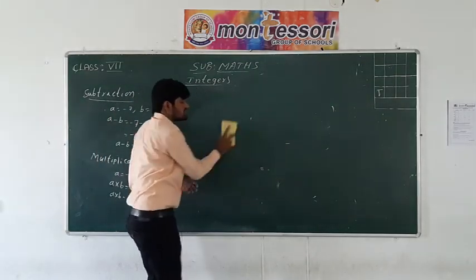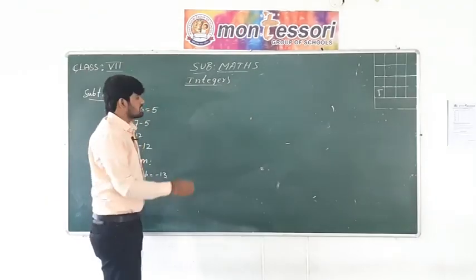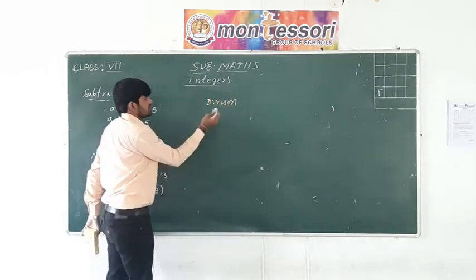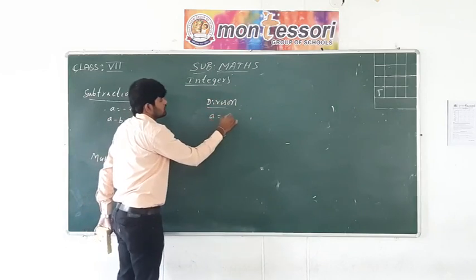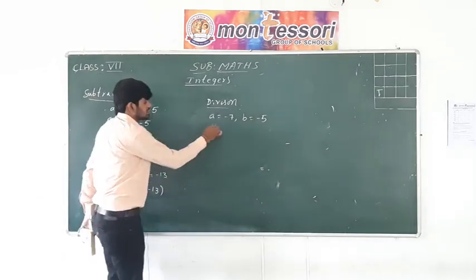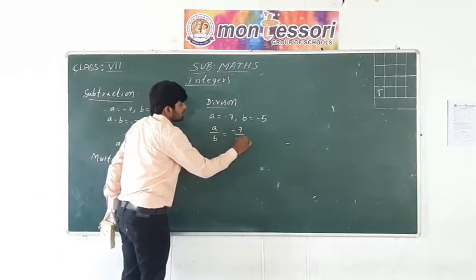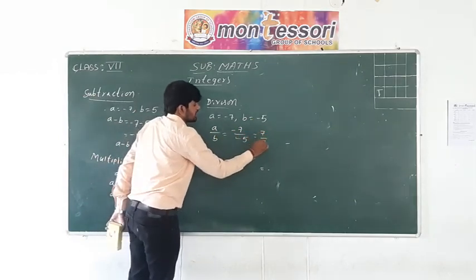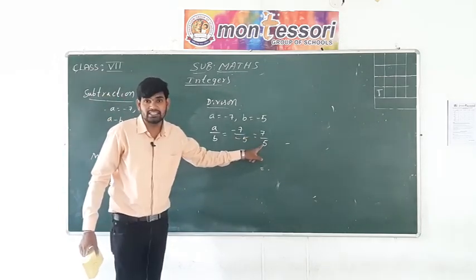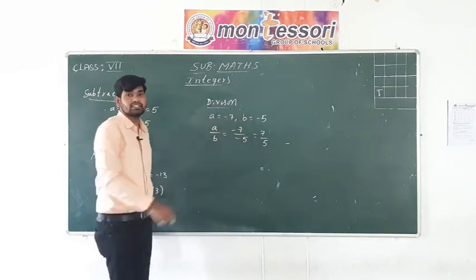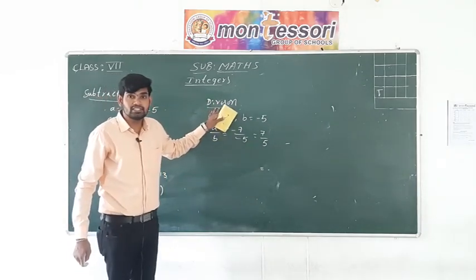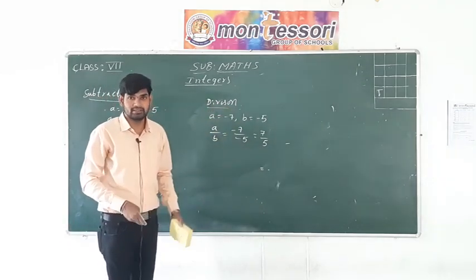What about the division? Does division satisfy the closure property in the set of integers? Let us check it. For division, a = -7 and b = -5. Now let us divide both integers, that is a by b = -7 by -5. Here the minus signs cancel, 7 by 5. But 7 by 5 is not an integer, it is in the form of a fraction, and the fraction is not an integer. Now you can say that the division of two integers may or may not be an integer. So division does not satisfy the closure property in the set of integers.